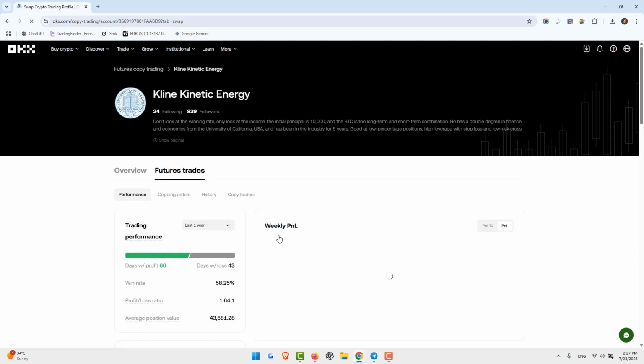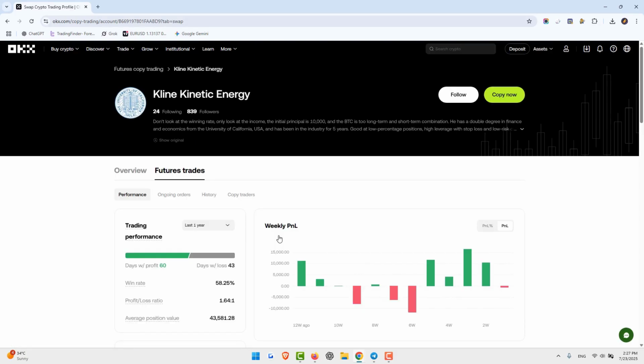By clicking on each trader's name, you can access more information about them. Alright, on the new page, you can see the number of people they are following and their followers.